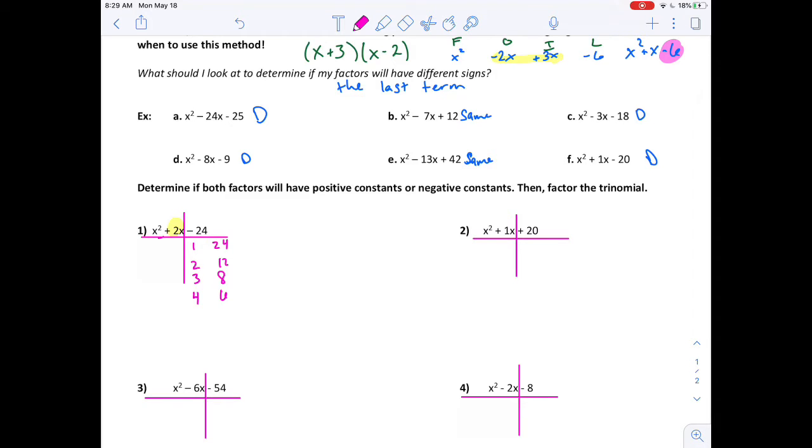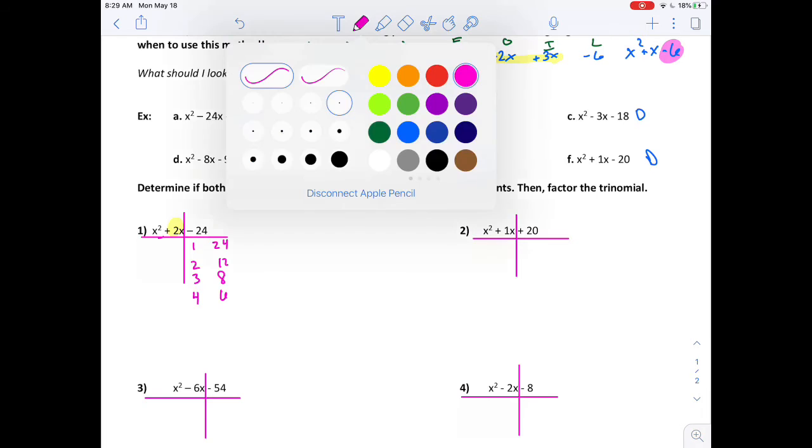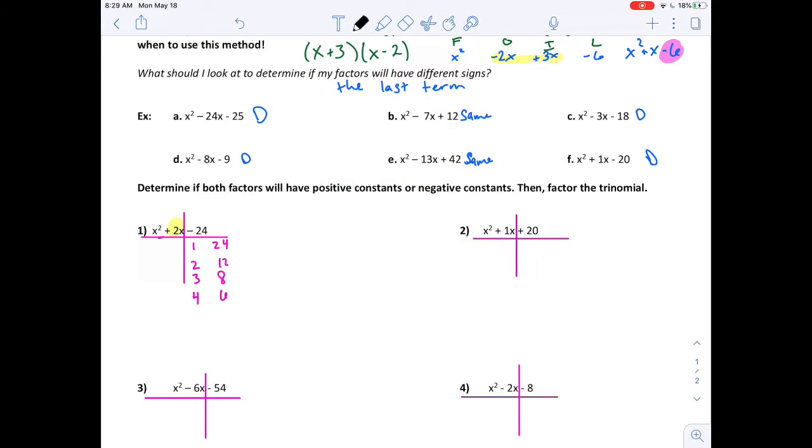Since I have different signs, this last term is going to be negative here. So what we're going to do is ask ourselves the difference. Which pair has a difference of 2? So which pair are 2 numbers apart? 1 minus 24 is going to be negative 23. So the difference is 23. They're 23 apart on a number line.